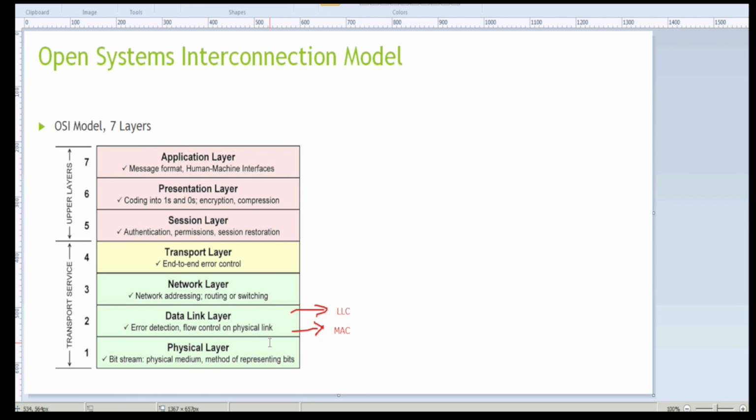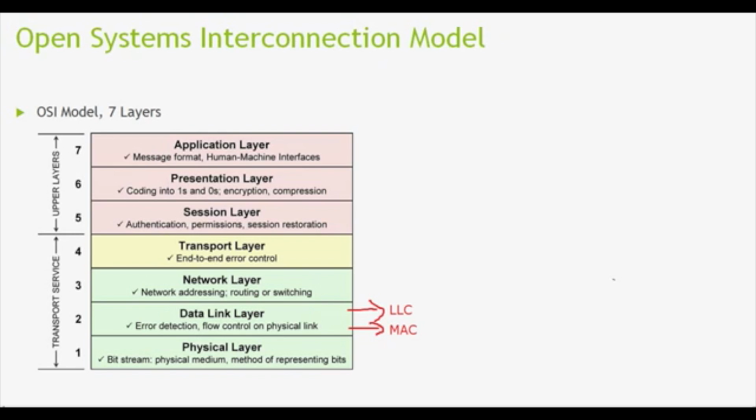LLC, logical link control. The MAC layer is used to identify the layer 2 devices in the network, the physical devices. Each device is given a unique identity, so that's what the MAC address, the MAC layer, would be used for. The logical link control layer will be used for the logical separation of the layer 2 devices.